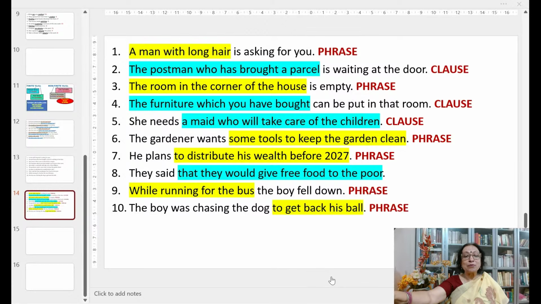That is very important. So here we see "a man with long hair" is a phrase. "The postman who has brought a parcel" is a clause. "The room in the corner of the house" is a phrase. You can leave out the subject of the sentence if you want. "The furniture which you have bought" is a clause. "A maid who will take care of the children" is a clause. You can say "who will take care of the children."